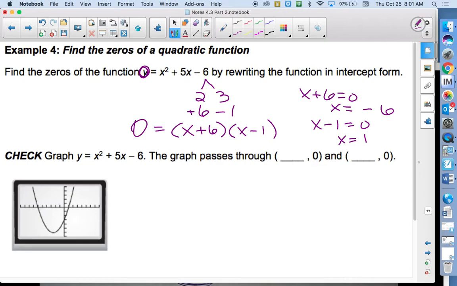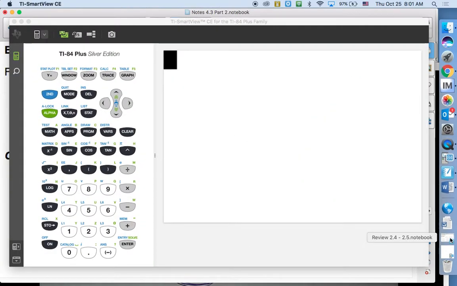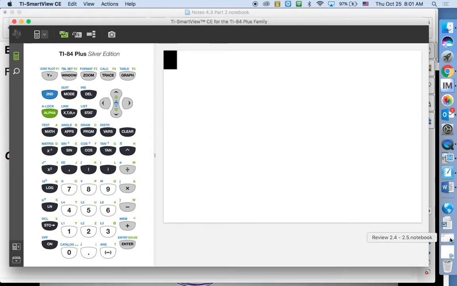So we're going to graph this. Underneath it says, well, actually you can see the graph, but I want to show you in the calculator how to get these numbers. So graph y equals x squared plus 5x minus 6, and then it says the graph passes through these 2 points. If you take out your calculator, this year we will use the calculator a lot to support our work and check our work. Not always to rely on it, but as a way to check ourselves.